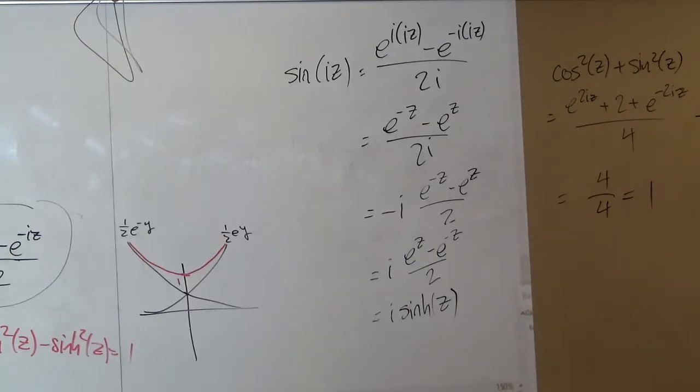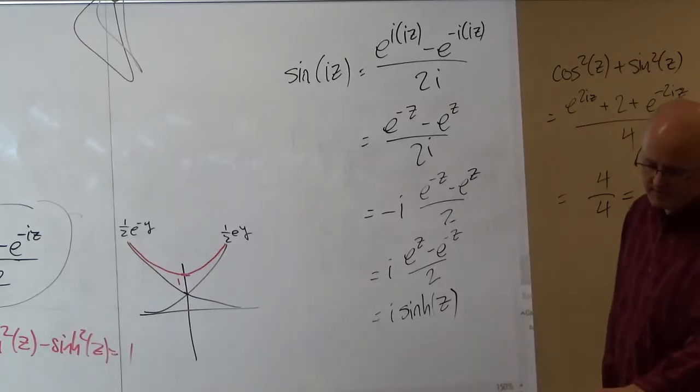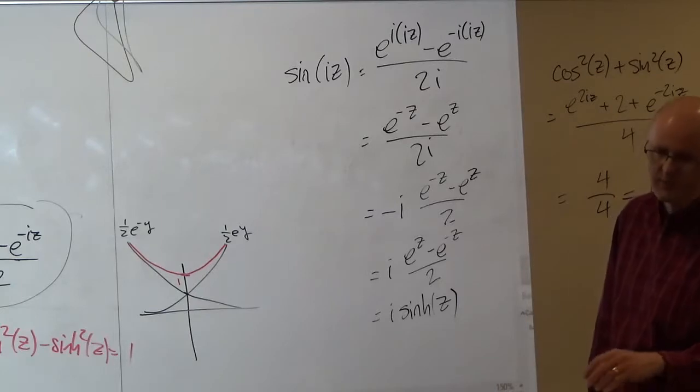And there are similar properties relating cosine of iz with cosh. And in fact, sinh of iz and cosh of iz with sine and cosine. And they're in the book. I'll let you look at them. They're on the bottom of page 114.